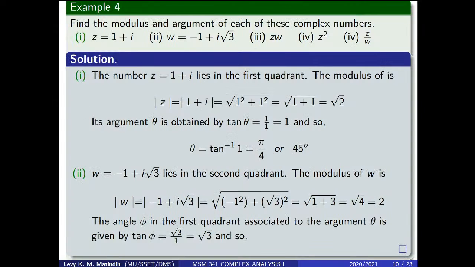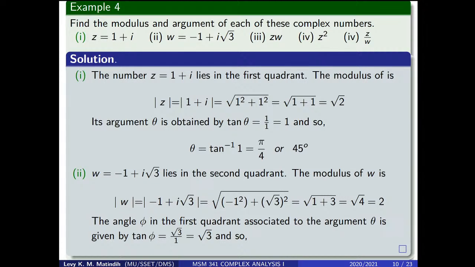Now, let's go to example number 4. In example number 4, I'll do part 1. The other parts are already solved, so all you need is to go through them. What we are saying is, find the modulus and argument of each of the following complex numbers.